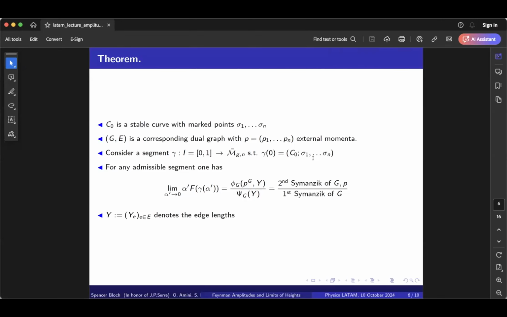May I quickly comment? Here we consider the limit of some positive real number, and gamma is a map from numbers from 0 to 1 to the moduli space, and f's input is a point in the moduli space. So this limit on the left-hand side is a well-defined thing. First, that's itself a theorem, I guess. Yes, and it's a well-defined thing.